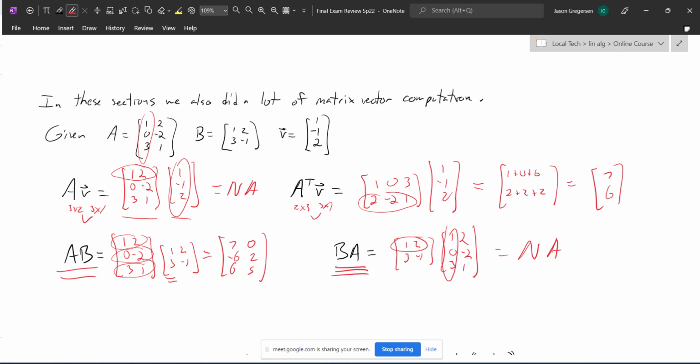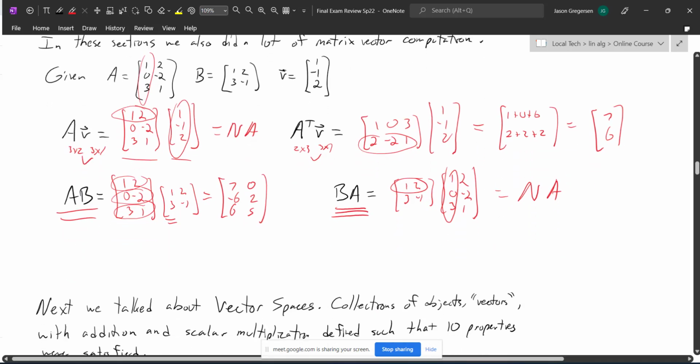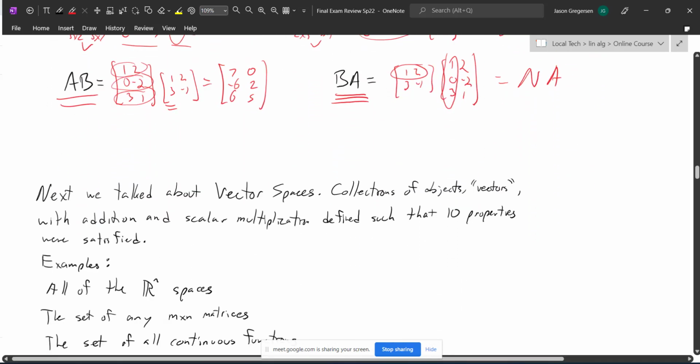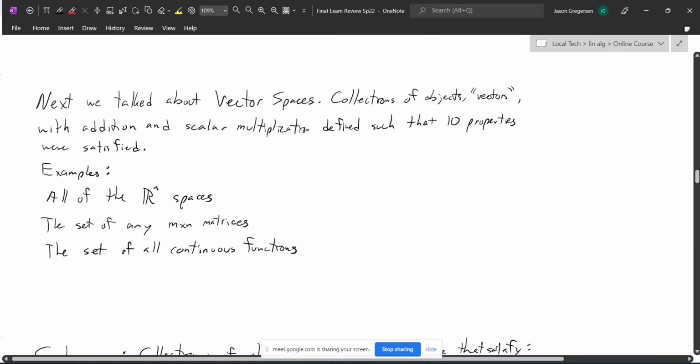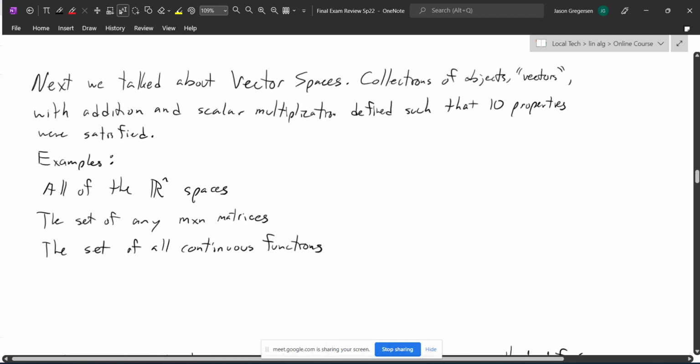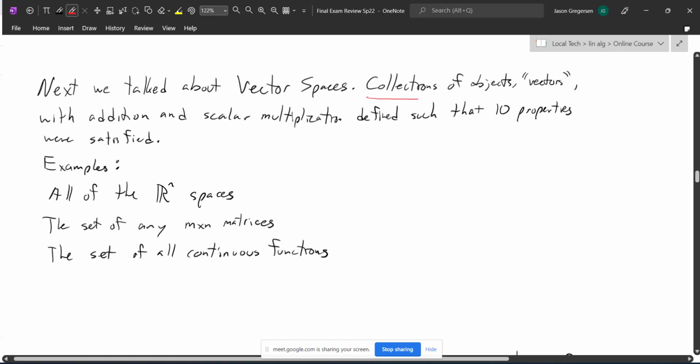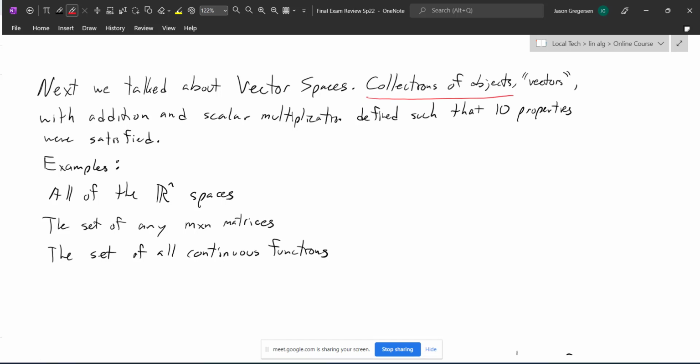All right, the other big topic of the beginning of chapter 2 is matrix inverses, but we've already talked about that a little bit as well. So we will move on to the later part of chapter 2 when we started talking about vector spaces. We've already worked with vector spaces like R3 and R4, but here we started to generalize the idea of vector space. We said a vector space was any collection of objects with addition and scalar multiplication defined such that 10 big properties were satisfied. We had a big list of 10 properties.